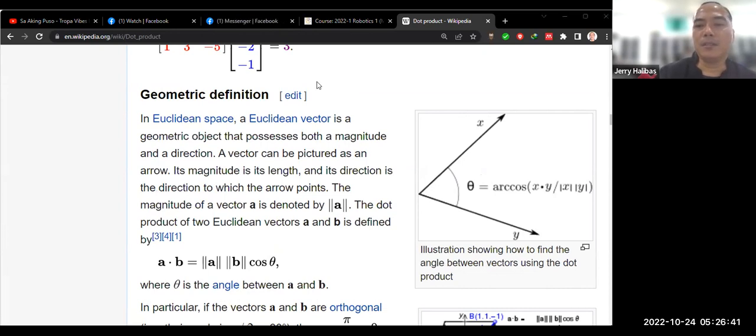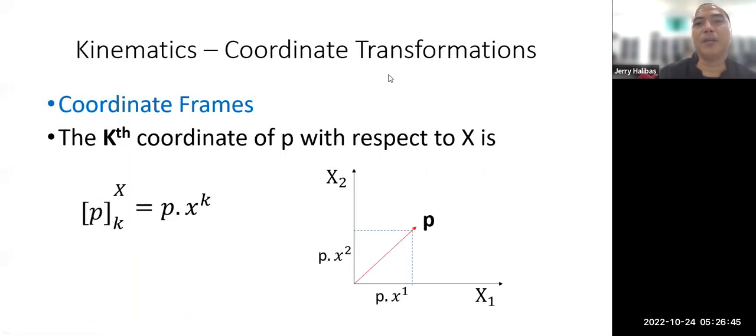If you remember your assignment, you can see it in our PowerPoint. In your assignment, the angle here is theta. So the angle between the vector P and your axis x1 is assumed to be theta. So therefore, your projection here is P cosine theta. So it's the same as the formula.